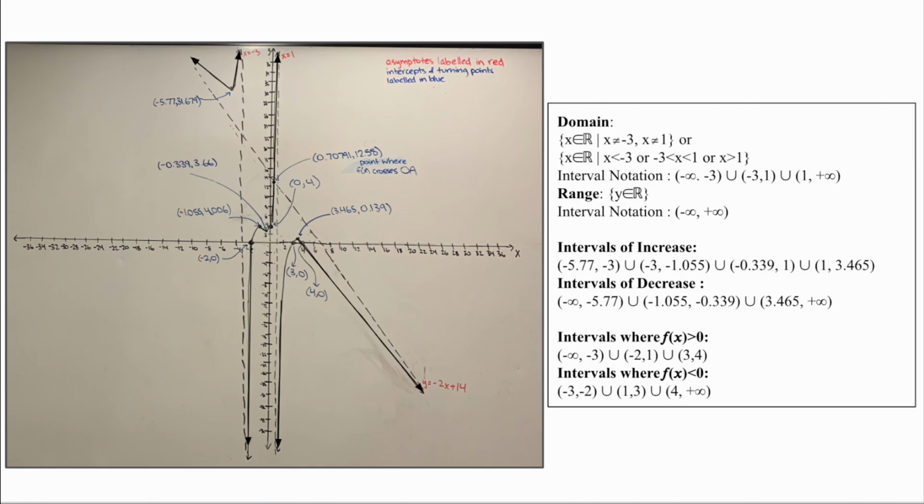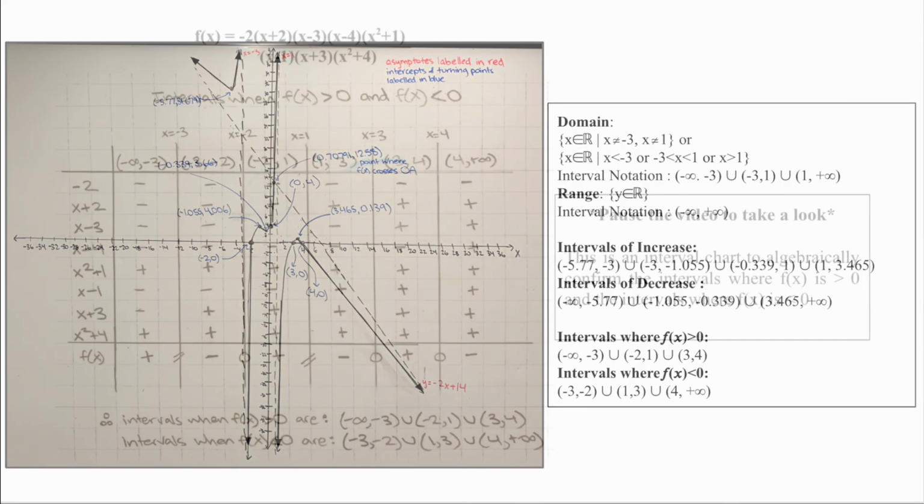For the intervals of increase, we can visually see the parts of the graph that increase from left to right. For the intervals of decrease, we can visually see the parts of the graph that decrease from left to right. To note the intervals where f of x is greater than 0, we simply look at the parts of the graph that are above the x-axis. And to note the intervals where f of x is less than 0, we look at the parts of the graph that are below the x-axis.